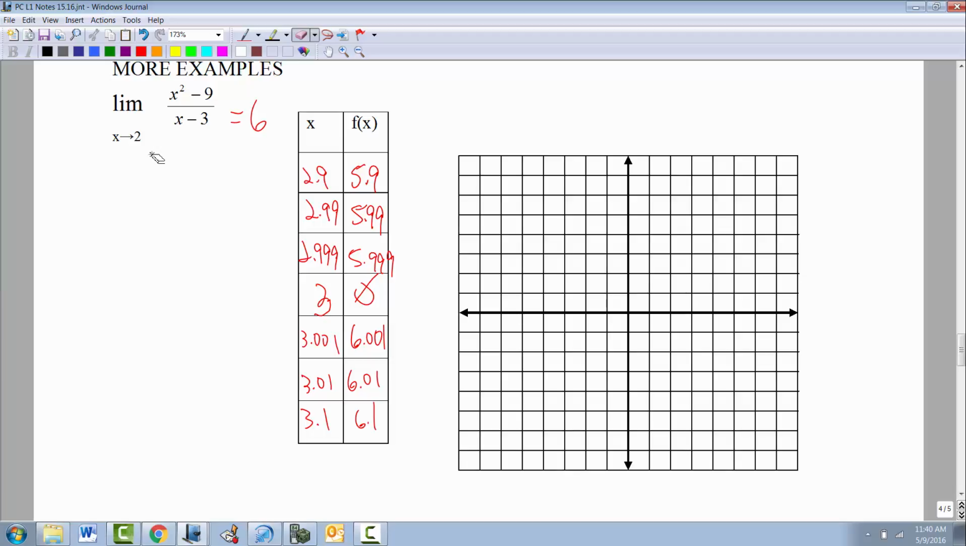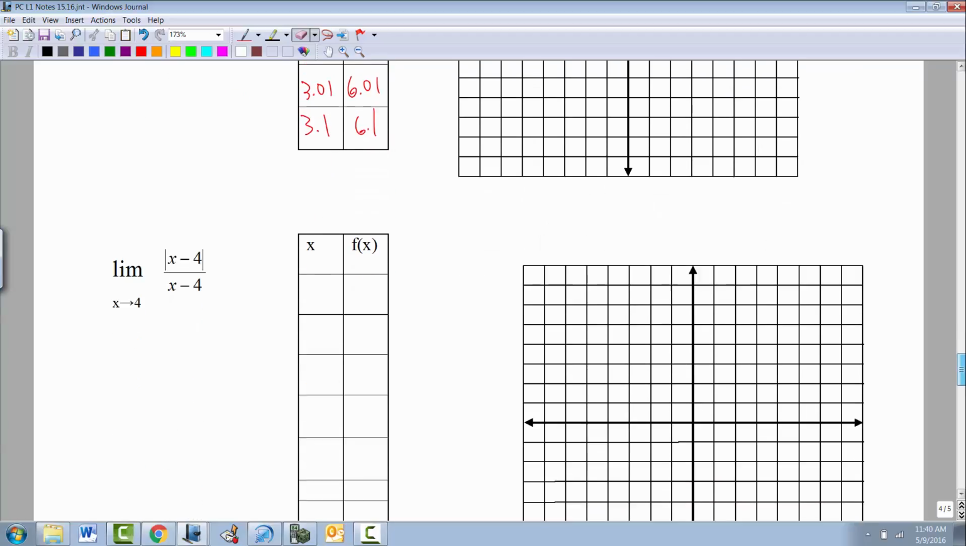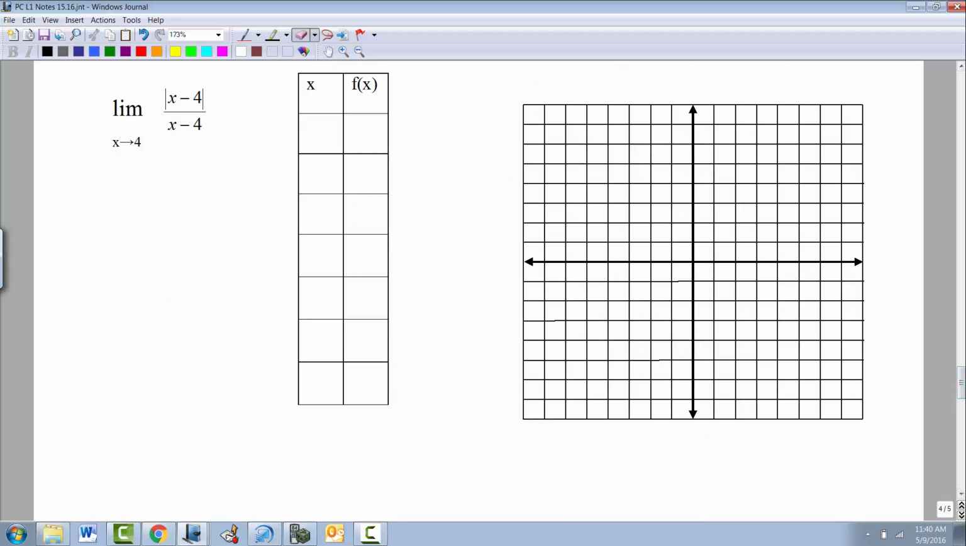You just plug in 2. But we could see in the graph that it approaches 5 as x approaches 2, through the picture. So may I move on? Well, this is an interesting picture. Thank you, by the way.